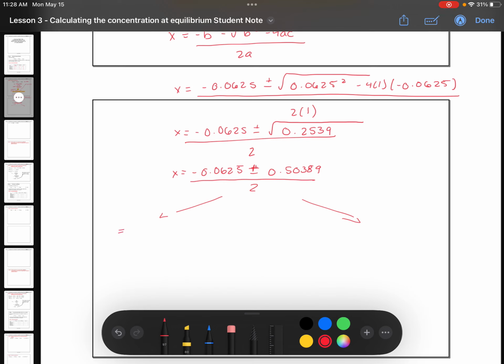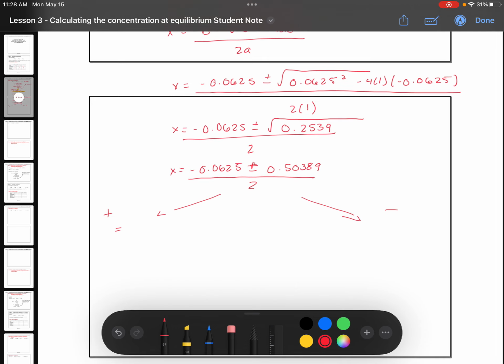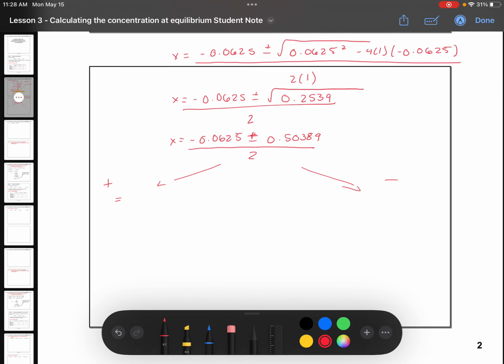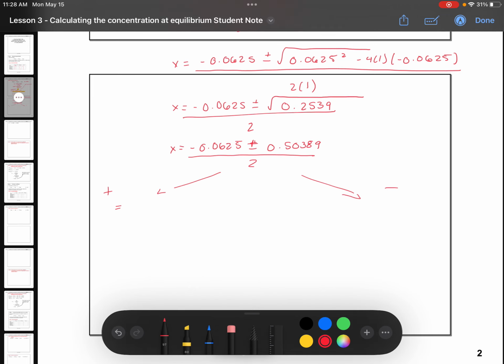And then from here, because we have our plus or minus, we are going to separate and give ourselves 2 answers that could possibly happen. So our one side, if we were to do positive, and the other side, if we were to do negative, so subtract them or add them, we would get 0.